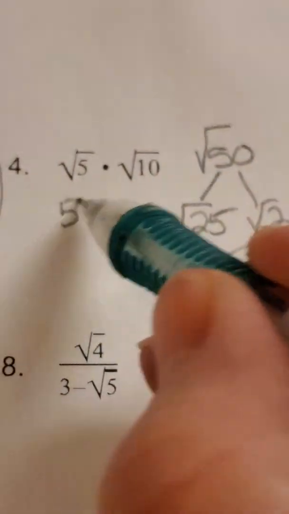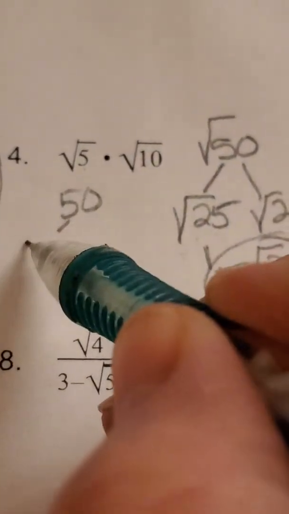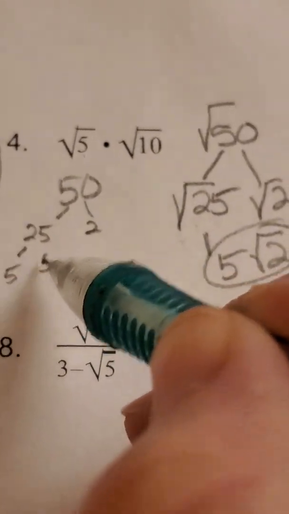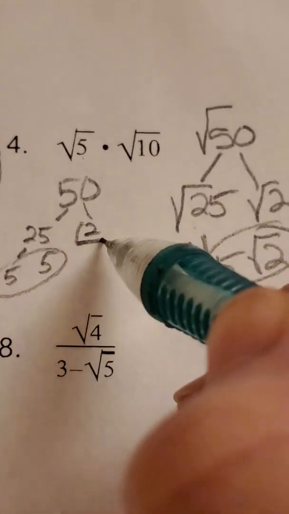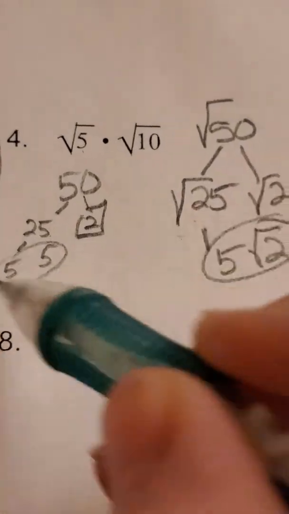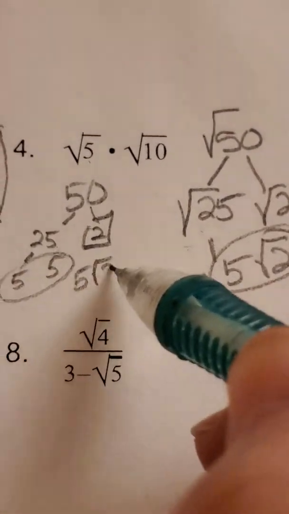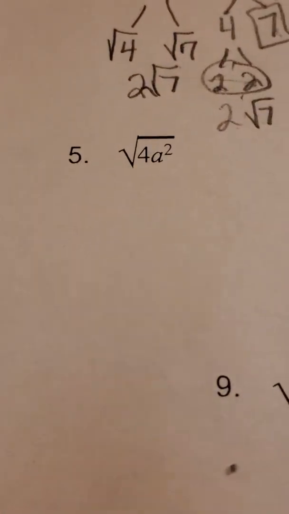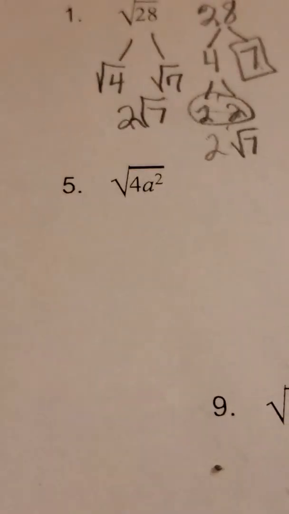I guess I could do that over here. 50, and we go 25 and 2, and this becomes 5 and 5. So this is a pair, this is a square. So again, 5 square root of 2. Okay, same thing. All right, over here, we have square root of 4a squared.